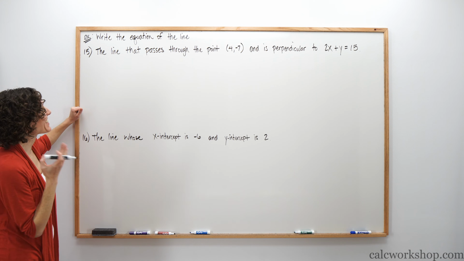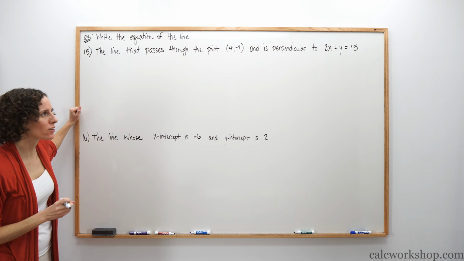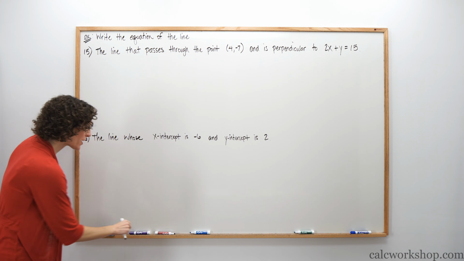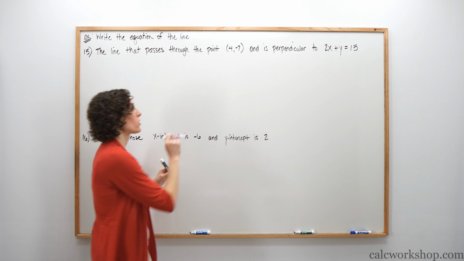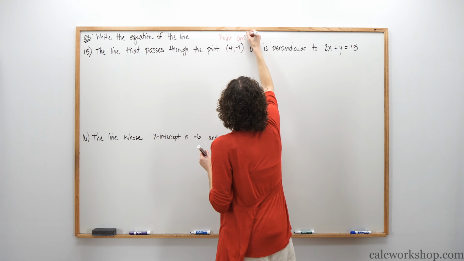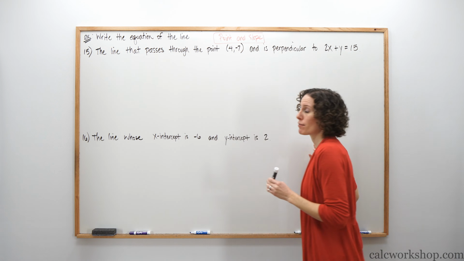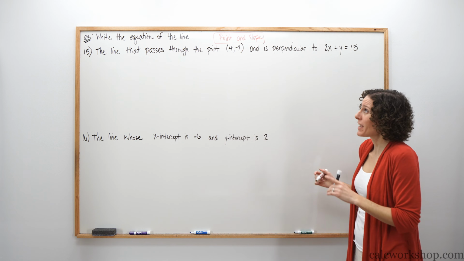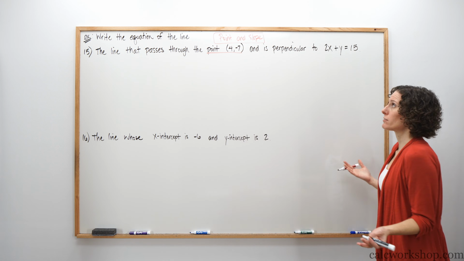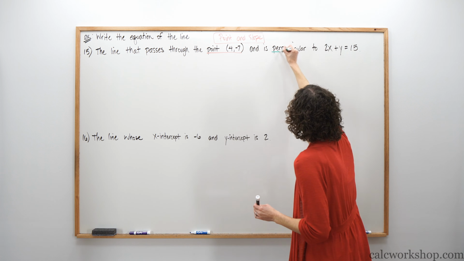All right, so it says the line that passes through the point (4, -7) and is perpendicular to the graph of 2x plus y equals 15. So what two things do we need to write an equation of a line? You need a point and a slope. These are the two things you have to have. Well, do you have a point? Yeah, check. We have a point. What don't we have? I don't see a slope. What's the one thing they did tell us, though? They told us it was perpendicular.